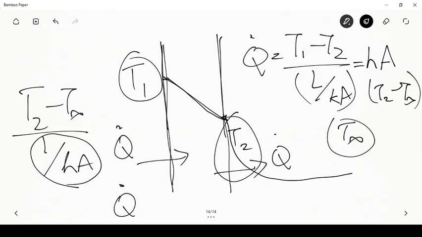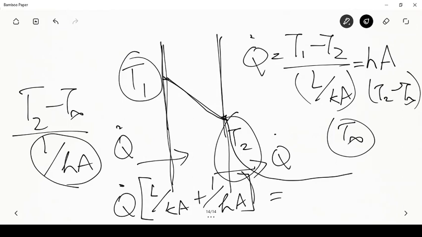So L by Ka plus 1 by Ha can be written as, so what is Q dot into L by Ka? According to this, it should be equal to T1 minus T2, and Q dot into 1 by Ha is T2 minus T infinity, so plus T2 minus T infinity. So the T2 gets cancelled out, so you get T1 minus T infinity.